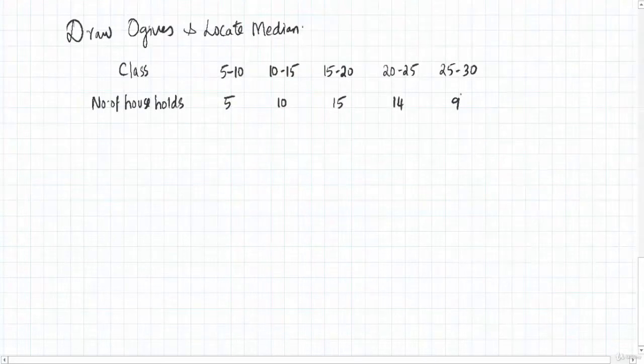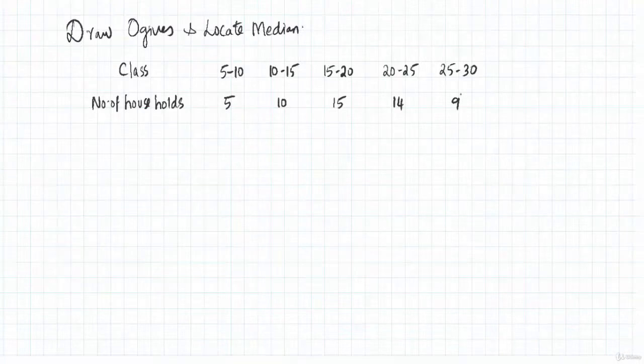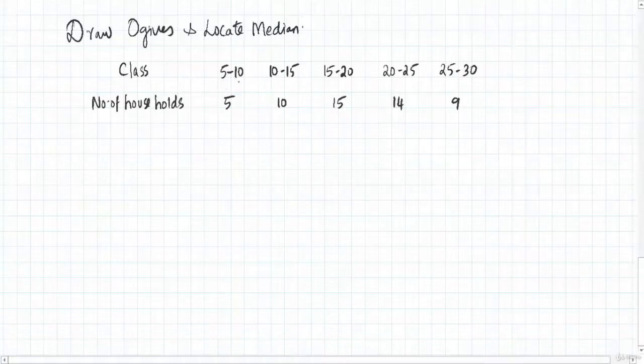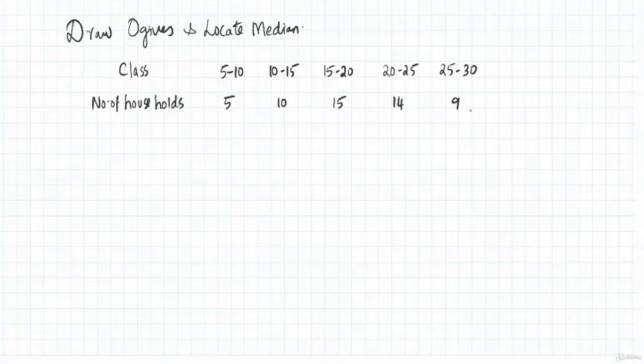So here you have some information. You have to draw O-gives and locate median. So this is basically a diagrammatic way of approaching the median. You have the classes as 5 to 10, 10 to 15, 15 to 20, and it goes up to 30. And the number of households are 5, 10, 15, 14 and 9. So how do you find median through the graphical approach? For that we have to find the cumulative frequency, but here the cumulative frequency is not only in one direction, it is also going to be in the other direction.